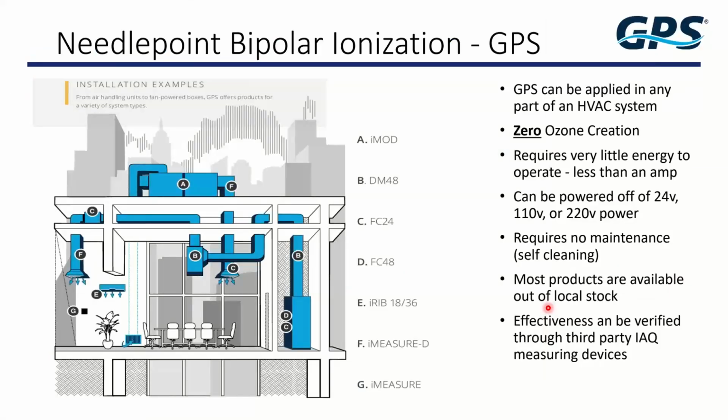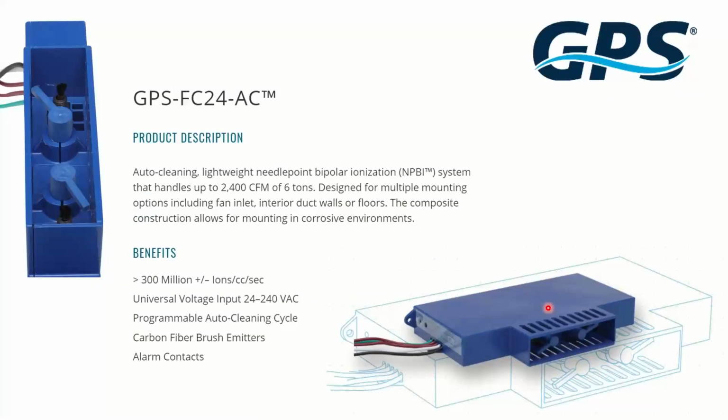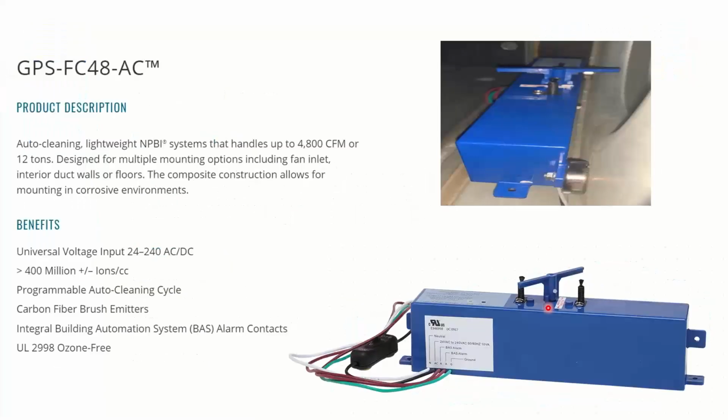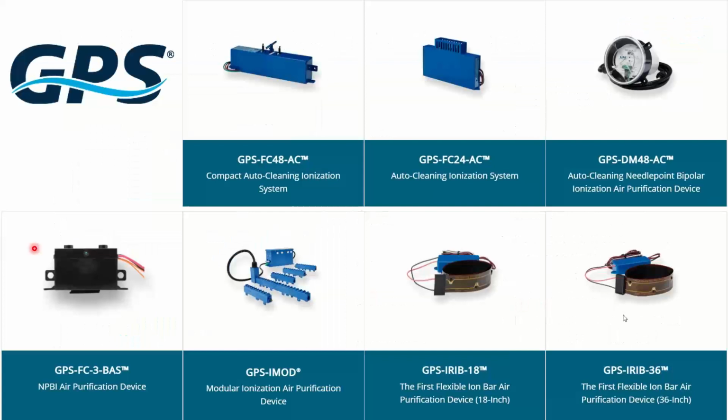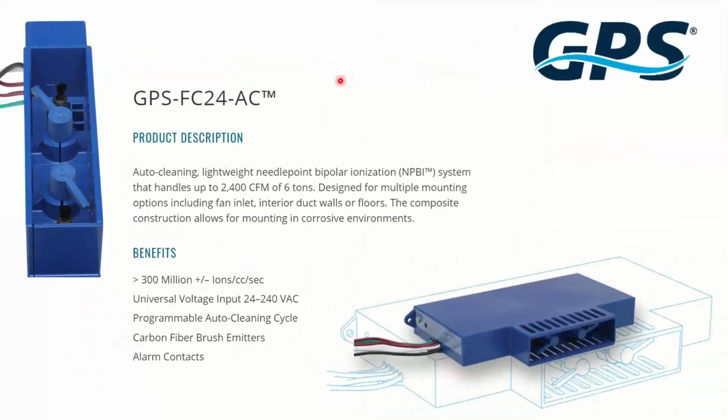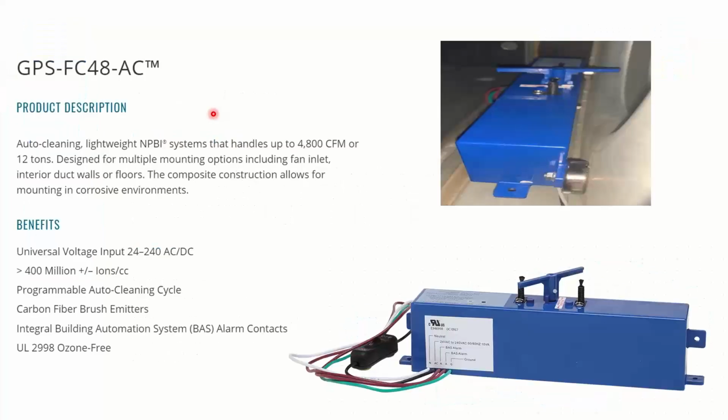They make ones that mount just about everywhere. The common ones are this FC24 and 48. I should mention real quick too, they make a little tiny one that you can use residentially. We don't use a lot of them residentially. We tend to use the respiratory care stuff, but they do make that. But for commercial stuff, the FC24 handles 24,000 CF or 2,400 CFM, which is a 6-ton unit. The 48 handles a 12-ton unit, 4,800 CFM.